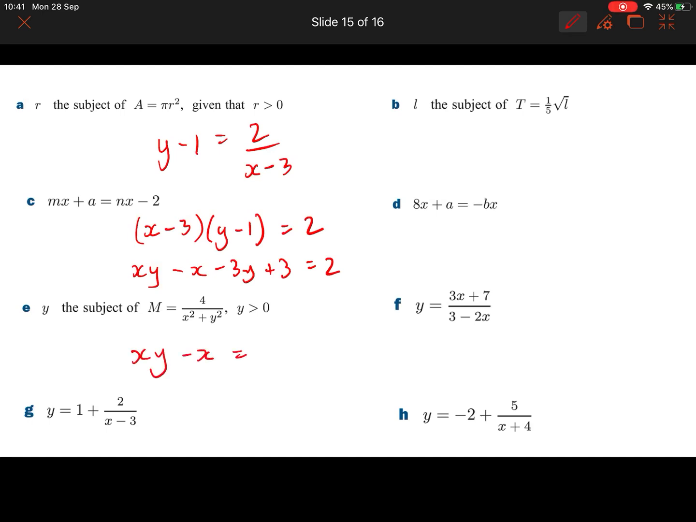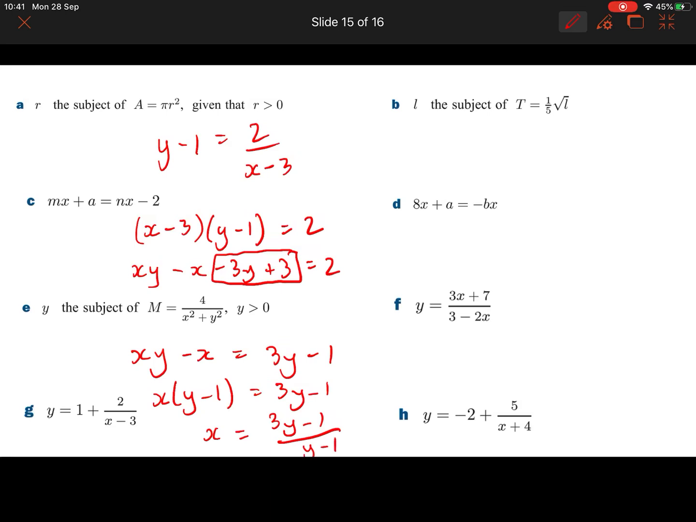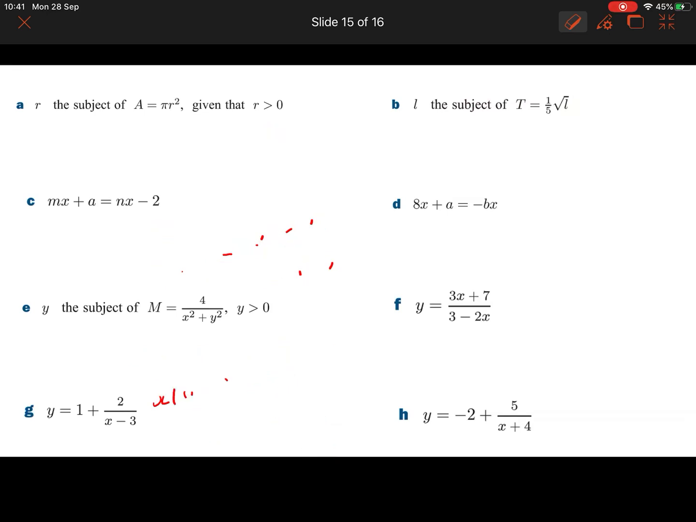So anything that doesn't have an x in it, get it over to the other side. So you're going to get xy minus x equals 3y minus 1. Okay, that's just taking this part over to the other side. Factor. I'm going to get x times y minus 1 equals 3y minus 1. So x equals 3y minus 1 over y minus 1.